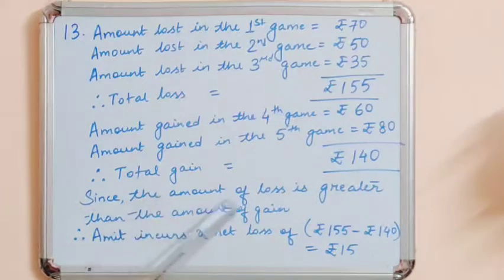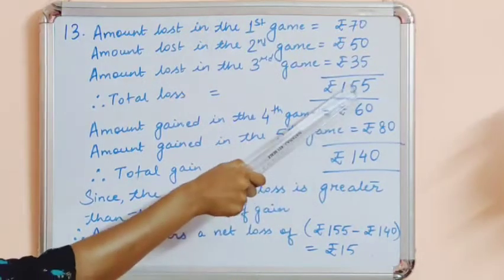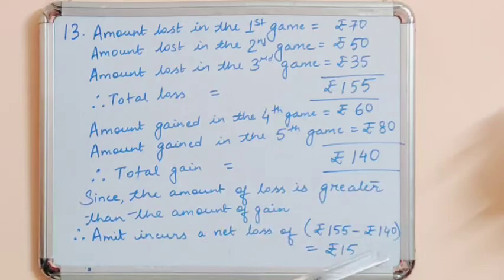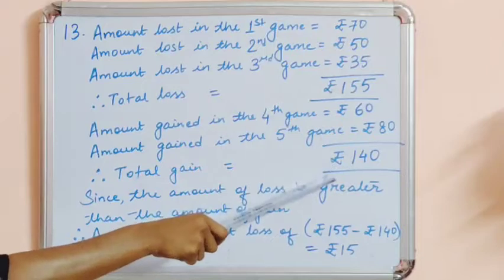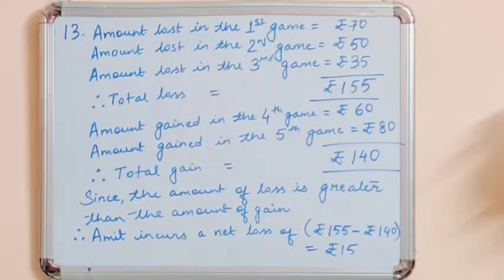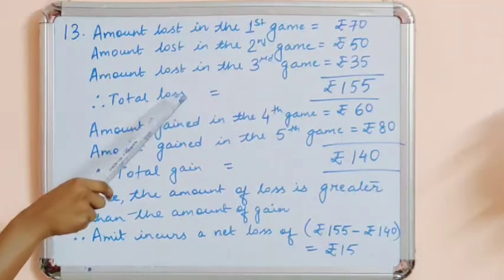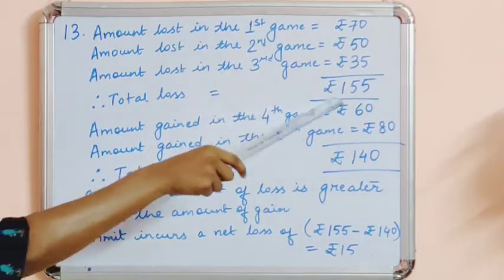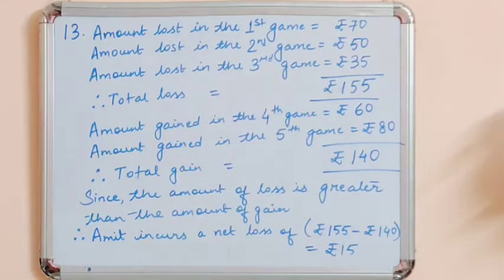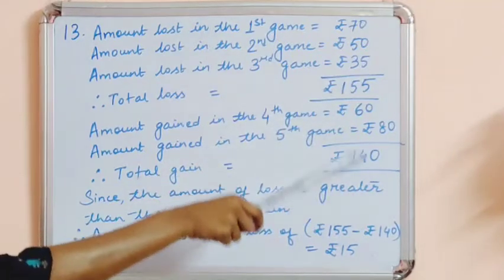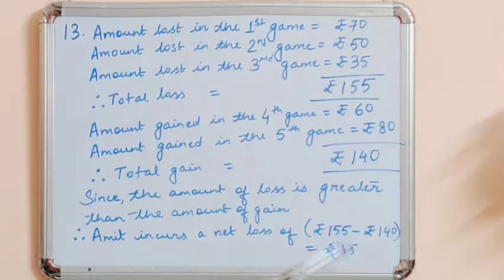So since the amount of loss is greater than the amount of gain, therefore Amit incurs a net loss of rupees 155 minus rupees 140, that is equal to rupees 15. See, here the amount of loss is greater than the amount of gain, and how much more is it? We understood that there will be a loss because total loss is more than total gain. But how much more? For that we need to find the difference between these two. So we will simply subtract these two and we will get the answer. So Amit incurs a net loss of rupees 15.